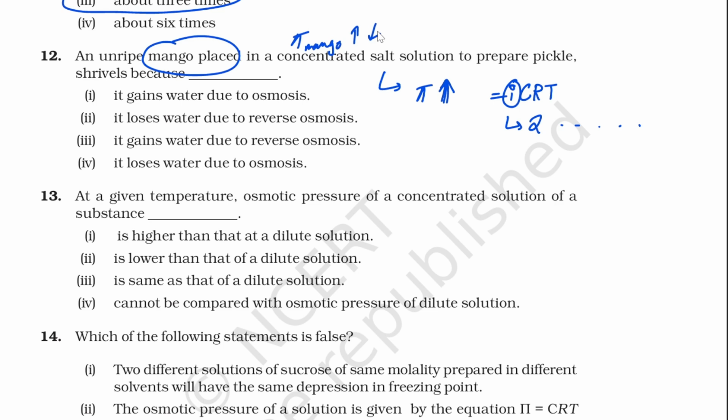It's saying that it shrivels. If it shrivels, that means water flows from the mango to the concentrated solution. Yeah, concentrated solution. Okay, this is the direction of water flow. Oh, and hold on, there is a semi-permeable membrane. Yeah, I'm going to try and draw it. I'm not that great at drawing stuff.